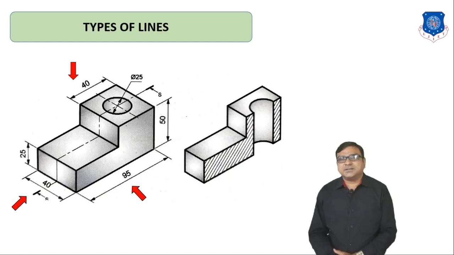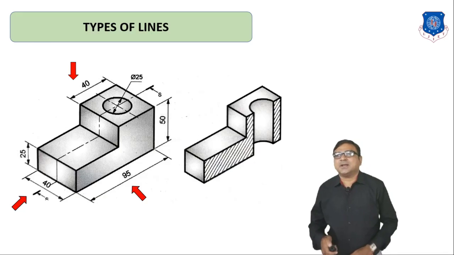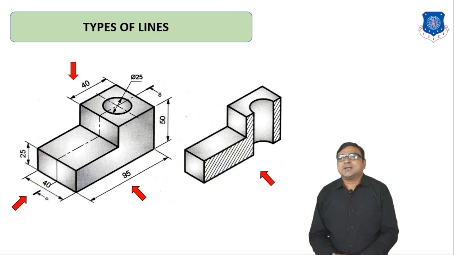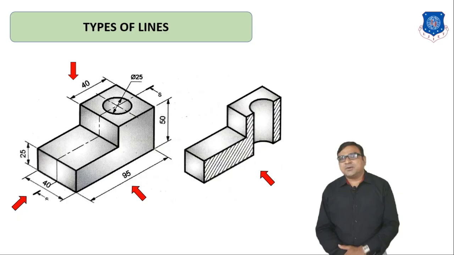Now in this object you can see the width of the object is 40 mm, total height of the object 50 mm. There is one circular hole of 25 mm diameter, and here the cutting plane line at the center, the SS line, represents the cutting plane line. This is a half portion of the object in which the number of lines on the cutting surface represents where the cutting plane intersects the surface of the object.